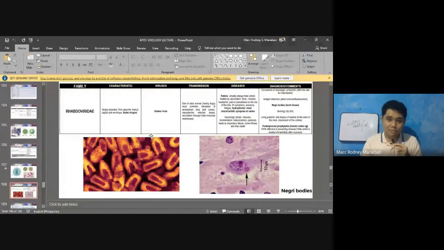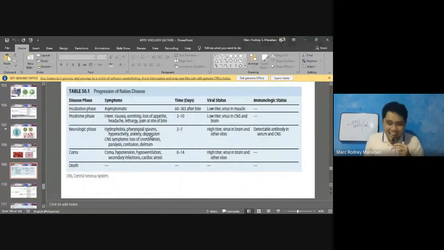Okay, so that's for the Rhabdoviridae. So again, very important virus lang is the rabies virus. Progression of disease, as you can see, incubation phase, the patient may be asymptomatic. Then prodrome, again, fever, nausea, and all that. And of course, the neurologic phase, involved na ang brain. Hydrophobia, confusion, delirium, mabuang na siya, hallucinations, and then of course, coma afterwards, and then finally, death. Okay, so it can be deadly if dili siya maagapan agad-agad.